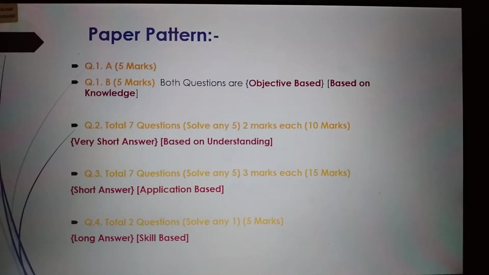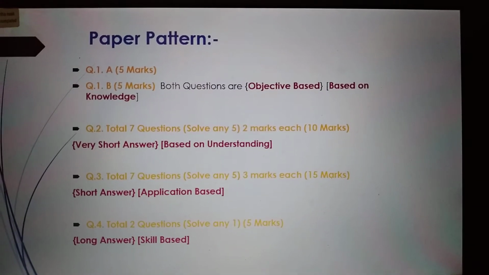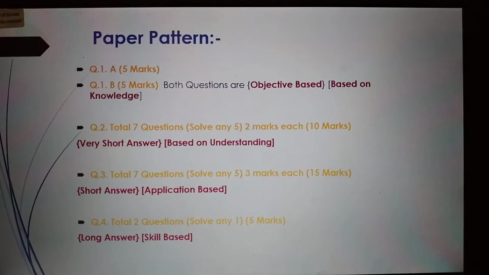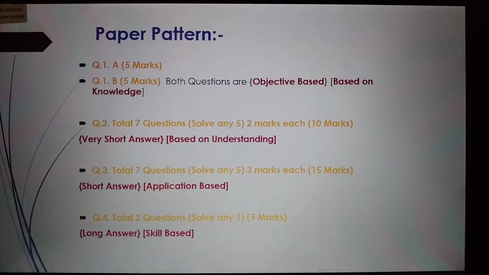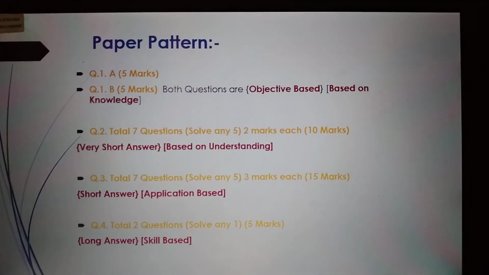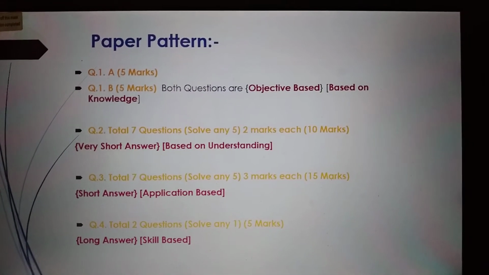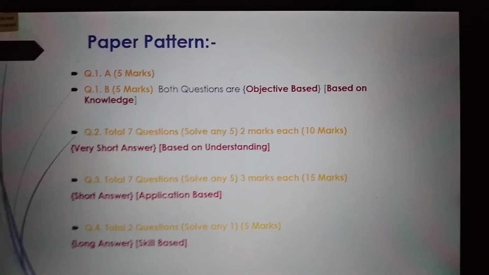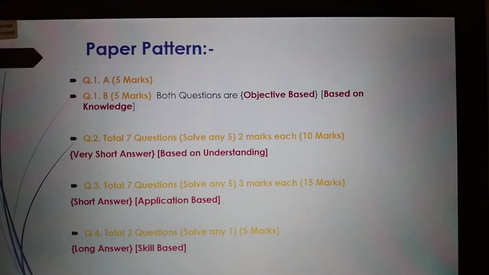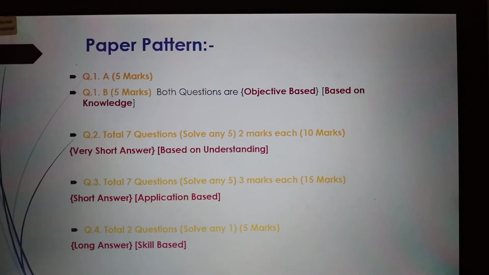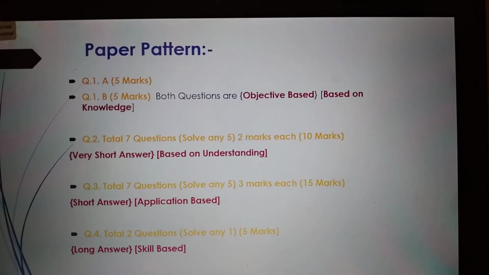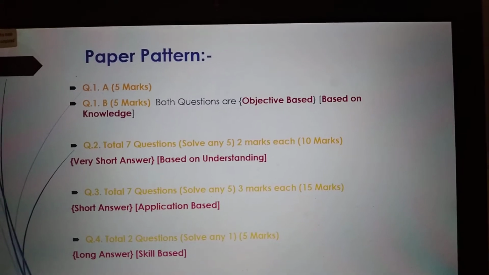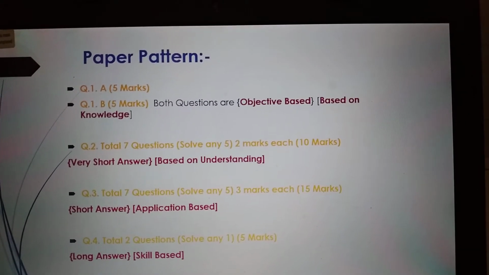Now we'll move towards the paper pattern. So the total marks for the board exam of Science 2 or Science 1, we can say, is 40 marks. So how are the questions? You generally have 4 main questions, in which question number 1 has 2 subparts, A and B, for 5 marks each, a total of 10 marks. Question 1A is objective based, and question 1B is knowledge based.